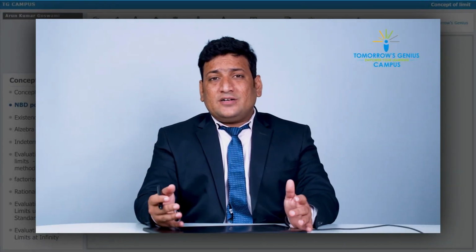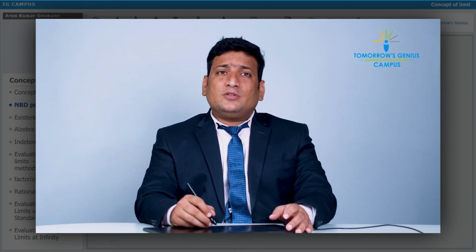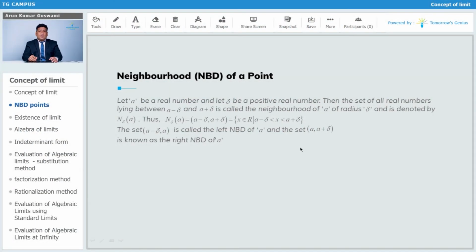So as we discuss the concept of limit, now we'll talk about the neighborhood point. Most of the students are not aware of this. They know what to do in limit because they remember the formula, but they don't know actually what we are doing there. What is the concept of limit?